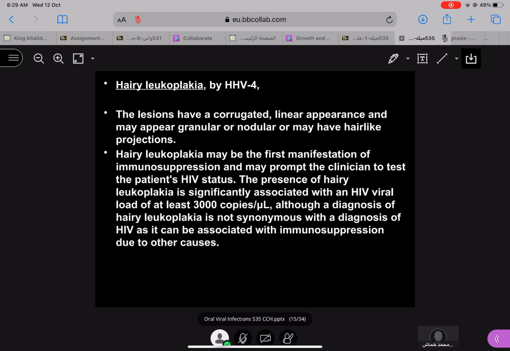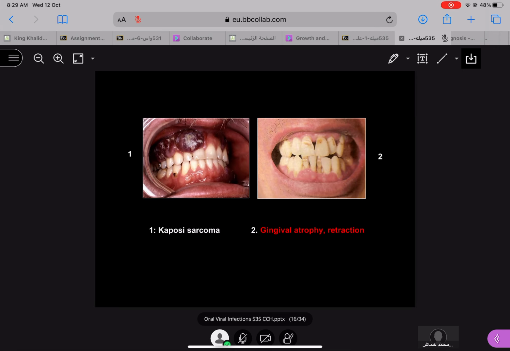This is already covered. Move to this. This is Kaposi sarcoma, and this is gingival atrophy restriction. This one, don't forget this. This is Kaposi sarcoma, and this is because of Epstein-Barr virus.